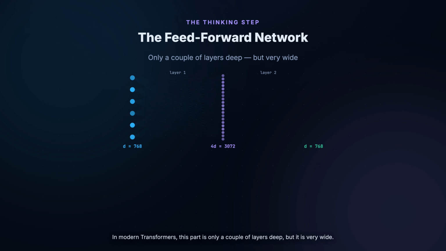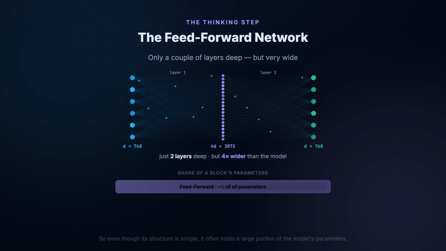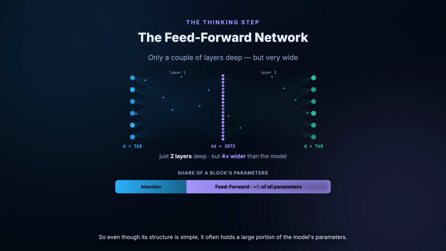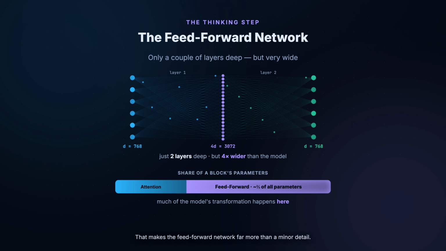In modern transformers, this part is only a couple of layers deep, but it is very wide. So even though its structure is simple, it often holds a large portion of the model's parameters. That makes the feed-forward network far more than a minor detail. It is where much of the model's internal transformation actually happens.